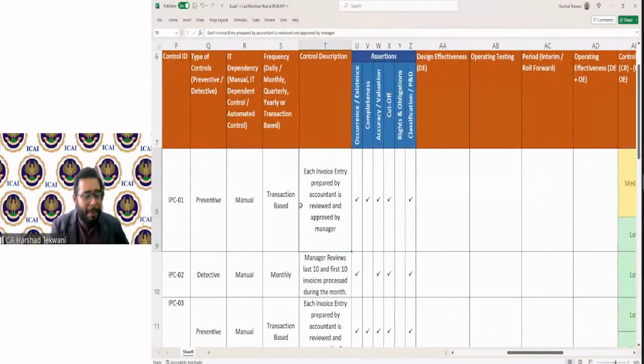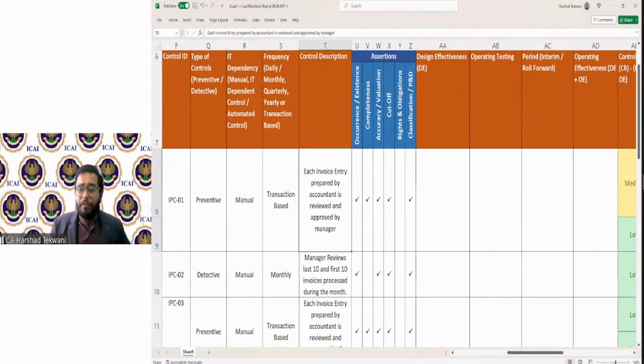For an example, let's go to this control. Each entry prepared by accountant is reviewed and approved by the manager. That is for sure a control I know. But how control environment can impact this, I'll tell you. Number one, at times there are certain things which are silent within this. When I say reviewed by the manager, how is the manager reviewing, how seriously is the manager reviewing.